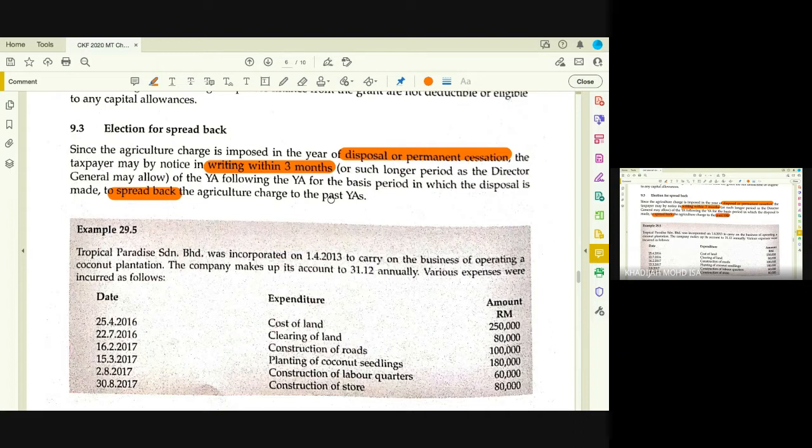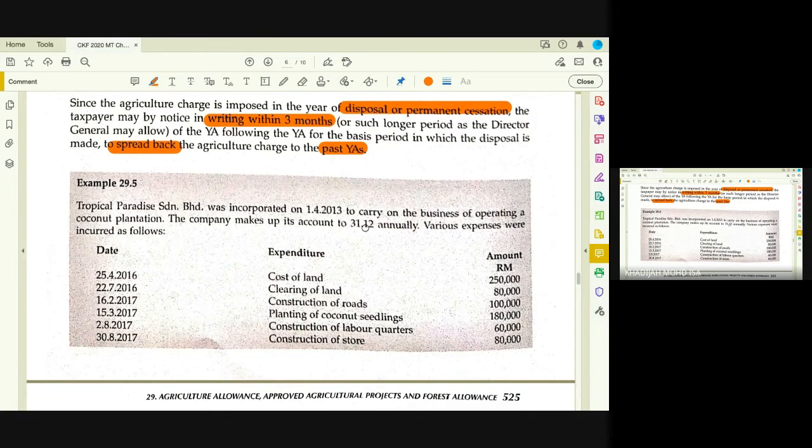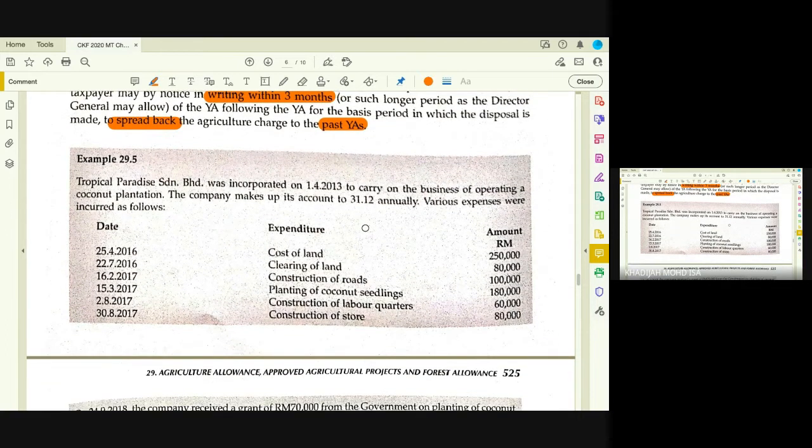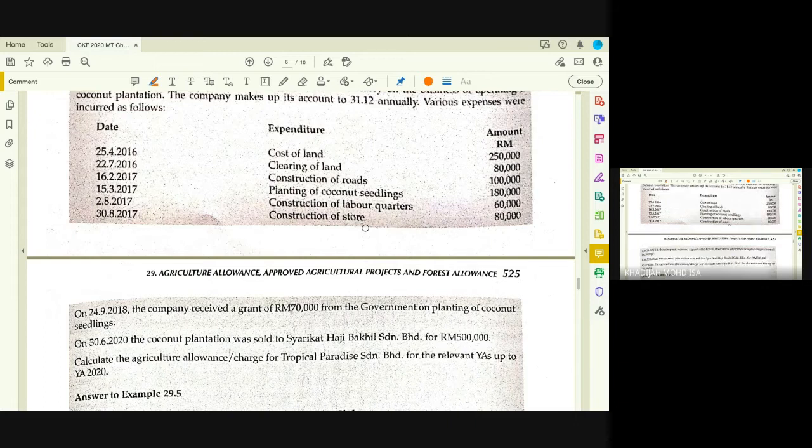Okay, so let's look at the example here. How do we actually apply the spread back? We have Tropical Paradise incorporated on 1st April 2013 to carry on the business of operating a coconut plantation. The company makes up accounts to 31st of December annually. Various expenses were incurred as follows: cost of land, clearing of land, construction of roads, planting of coconut seedlings, construction of labor quarters, and then construction of store.